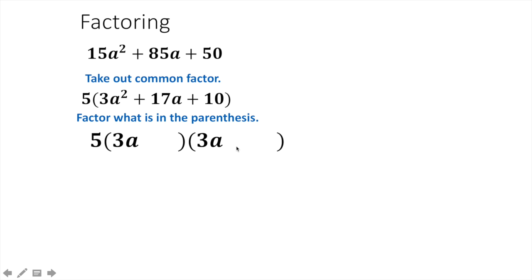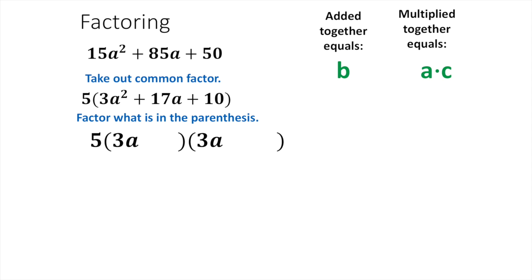Now we have to figure out what the second part here and the second part here are. The way we find that out is we figure out what two factors multiply together to give me a times c, but add together to give me b. So let's look at this. A times c is 3 times 10, which is 30. So I need two numbers that multiply together to give me 30, but add together to give me b, which is 17.